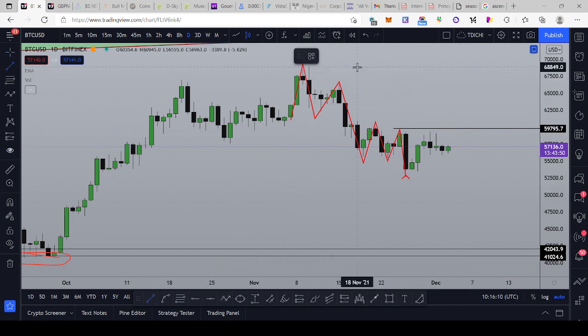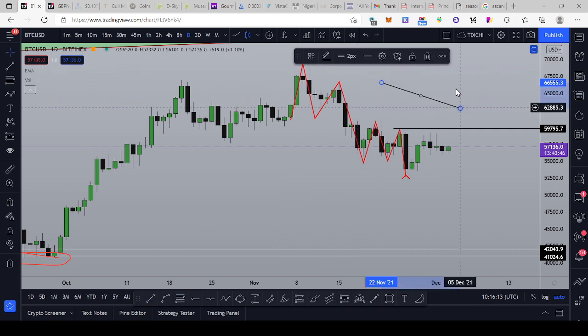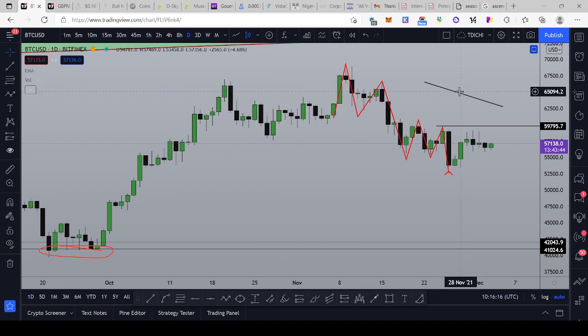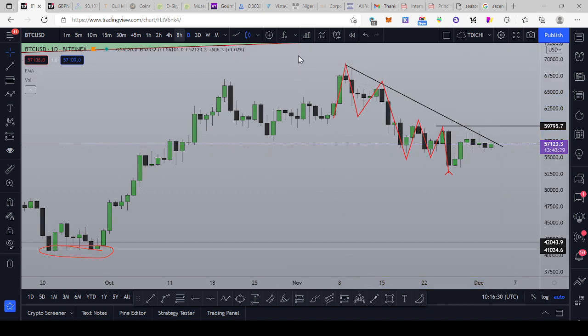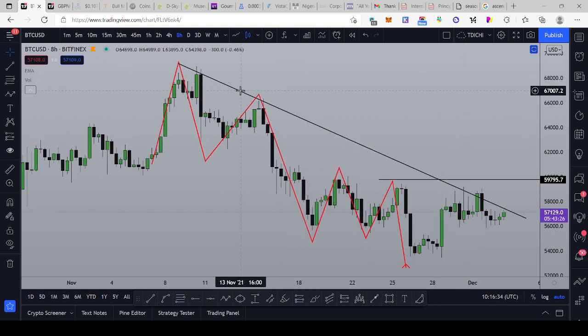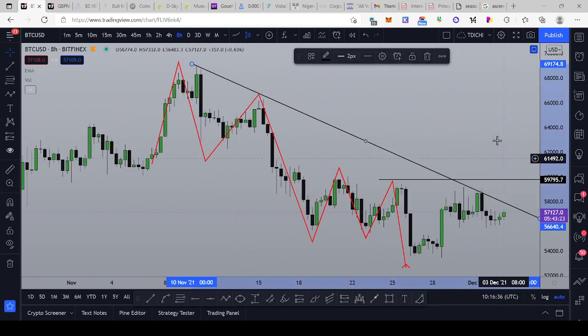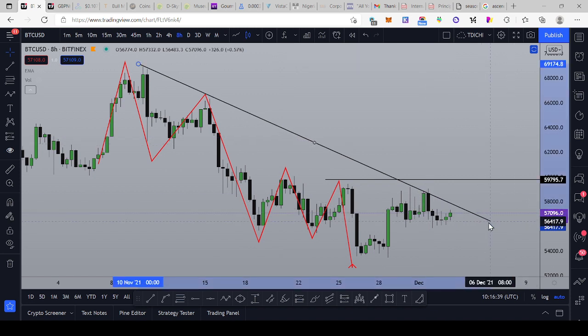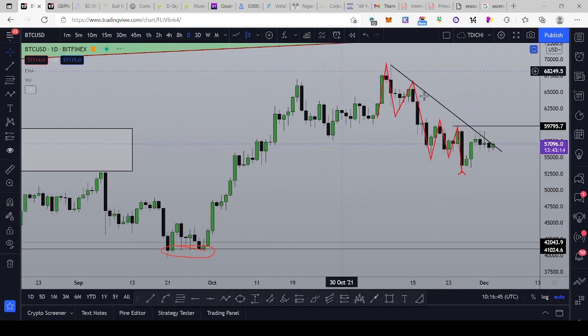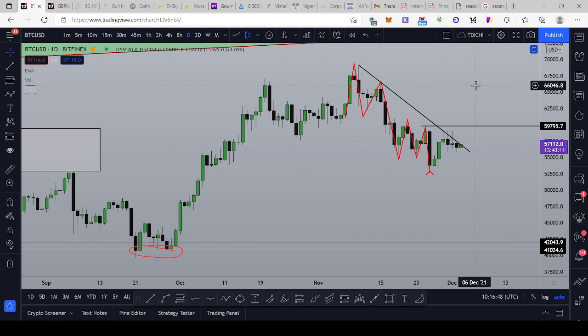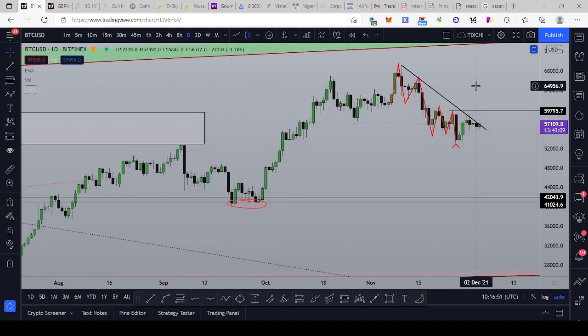I can see something for me. You can see something is forming here. Something is forming, guys. If you go to the lower time frame, you're going to see it very clearly. Believe me, something is forming right here. As you can see in the lower time frame, the 8 hour is showing more. Everything is looking interesting.